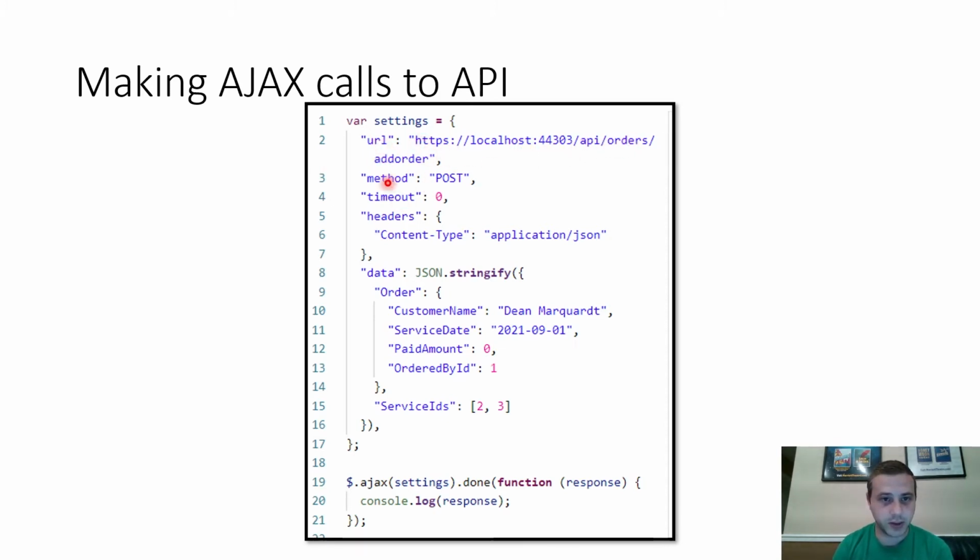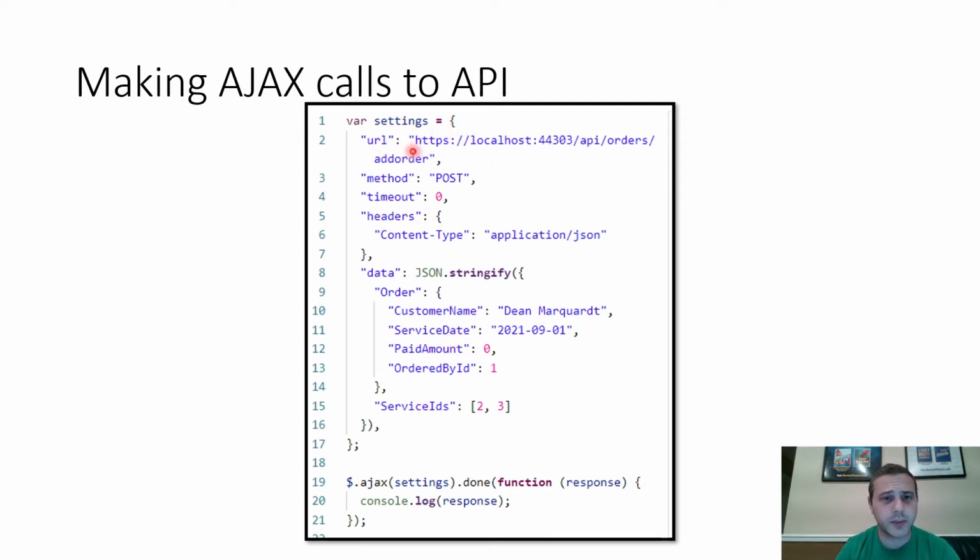And you can see here that I'm calling the add order endpoint. Now, if you've watched my previous videos, you'll know that add order is a POST endpoint that accepts an order object, creates this order object in our database, and then spits it back out as a response with an order ID as well.